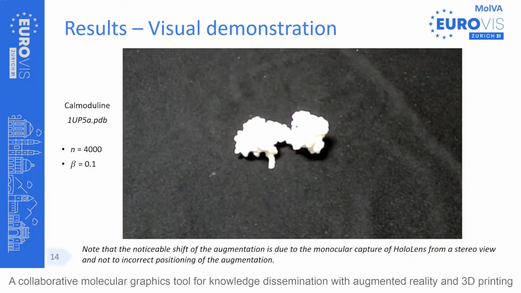This is a demonstration video where the molecule is scale modeling. The database includes 4,000 images and the ratio threshold is 0.1. In a real experience, the user sees the augmented scene in stereo. However, the video capture of the HoloLens is monocular, so a noticeable shift is visible.